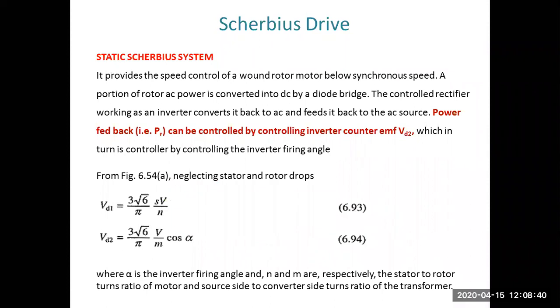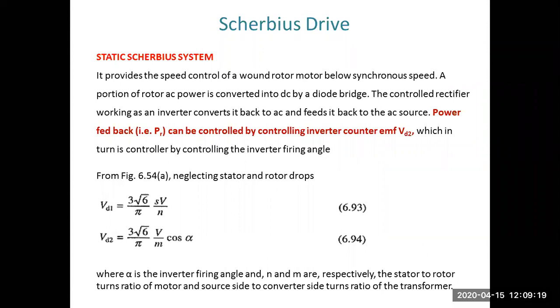In the static Scherbius system, what is happening here? You have to be very careful in the case of the Scherbius system because it is a very critical system. Here there is a very big problem, which is the power factor. To correct the power factor, we have discussed some remedial methods used in the Scherbius drive. We will discuss them in a further slide. For now, we will start discussing the static Scherbius. It provides the speed control of a wound rotor motor, which is a slip ring induction motor, but obviously below the synchronous speed. This drive also provides the speed control below the synchronous speed, or you can say the subsynchronous speed.